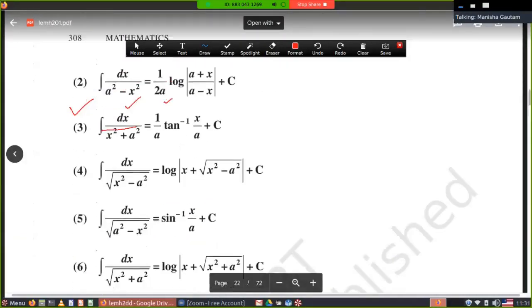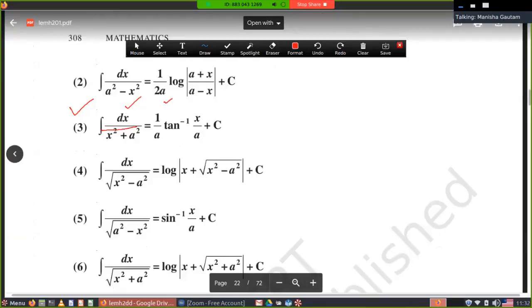Now second, integration of 1 upon a square minus x square with respect to x, this is 1 upon 2a log of (a plus x) upon (a minus x) plus constant. You have to put the mod sign with the log function because the log function is always positive.